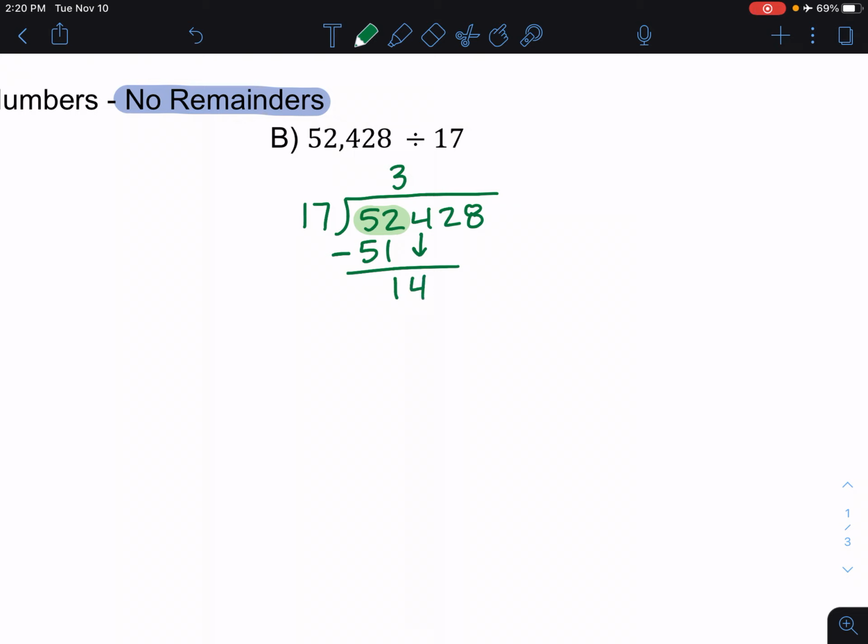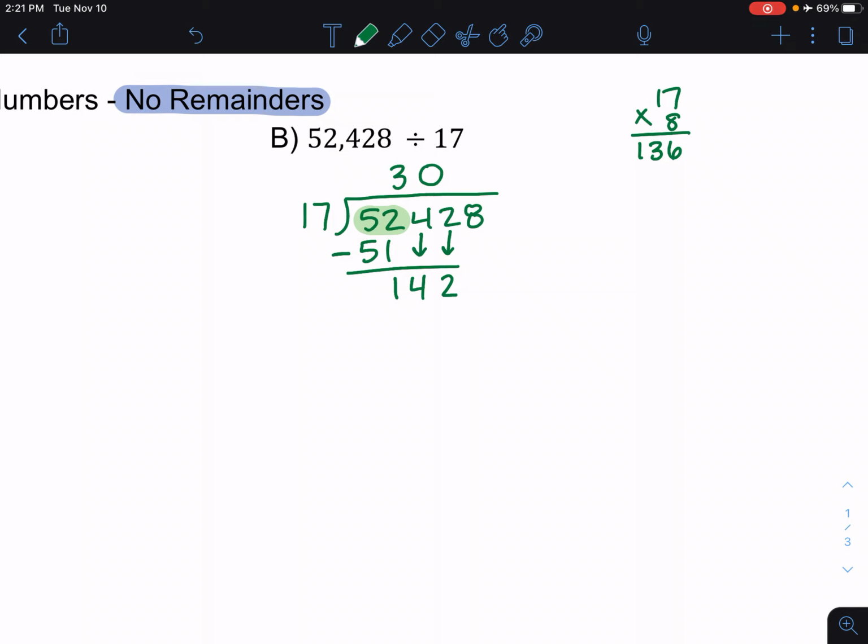Now this one's a little bit tricky because 17 doesn't go into 14. So if it doesn't work, it goes in 0 times, and I have to bring down 2 numbers in the same step. So now it's going to be 17 into 142. Now you can use your multiplication chart here. I'm going to look at 17, and I'm going to say, how close can I get to 142? If I go over to 17 times 8, I get 136. That's as close as I'm going to get to 142. So you may use your multiplication chart to help you with some of these.